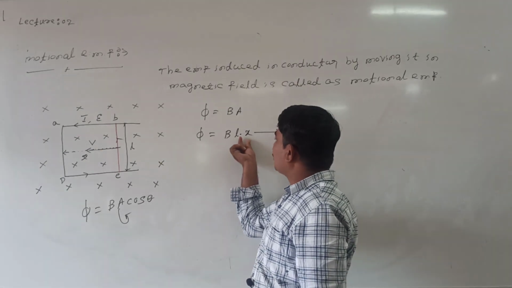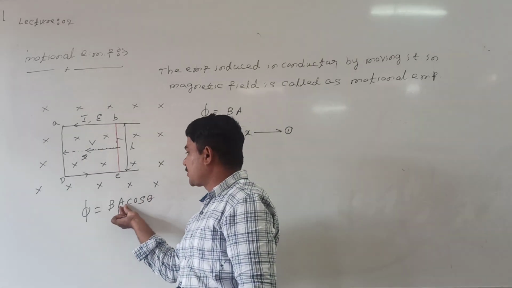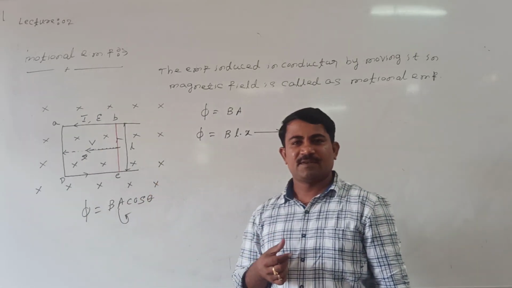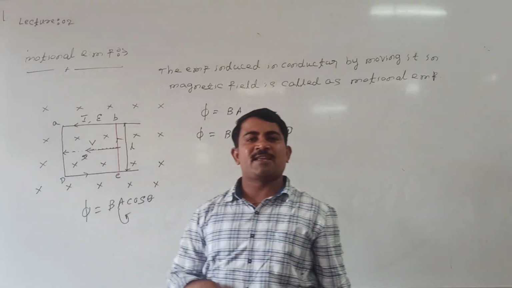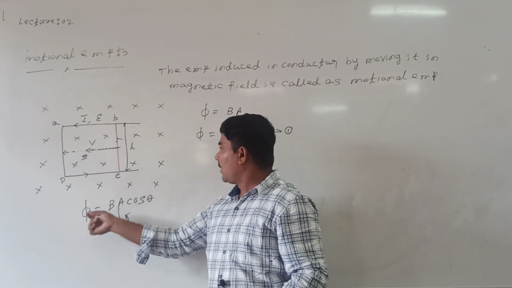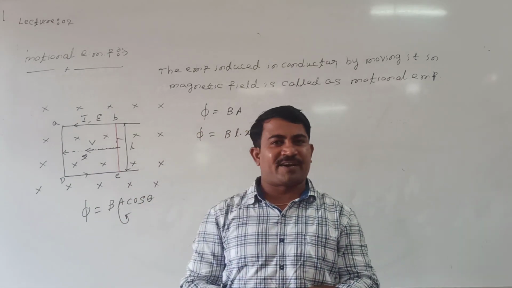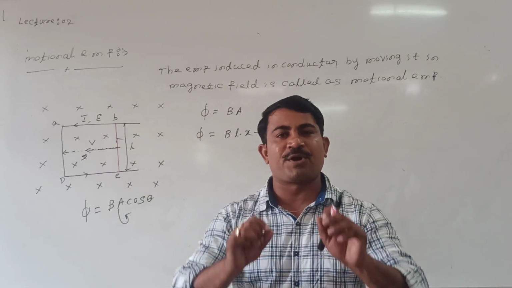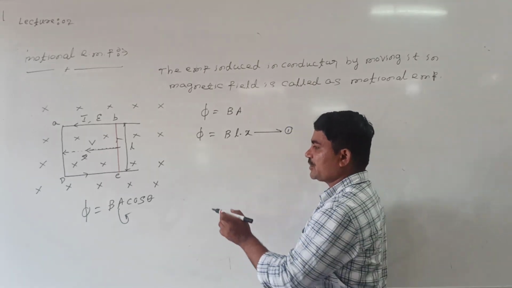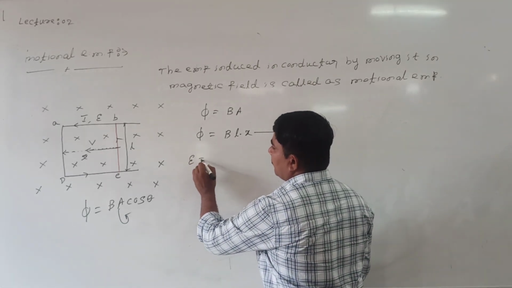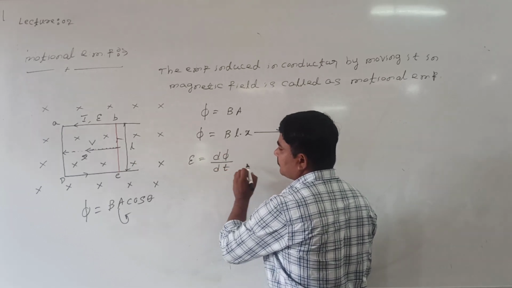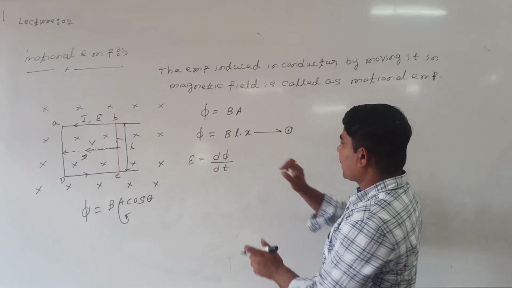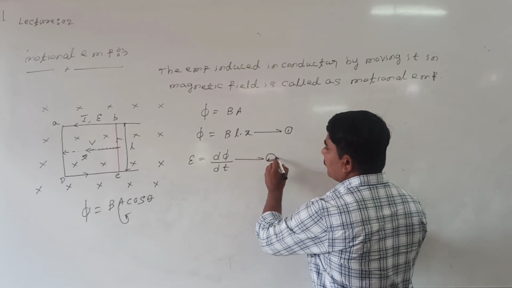Wherever the area changes, the magnetic flux changes, because when this conductor moves like this, the area changes. Wherever the magnetic flux changes, according to Faraday's second law, EMF is produced. What was the definition? The magnitude of induced EMF is directly proportional to the rate of change of magnetic flux. This is equation number 2.